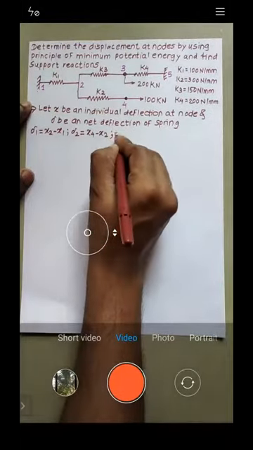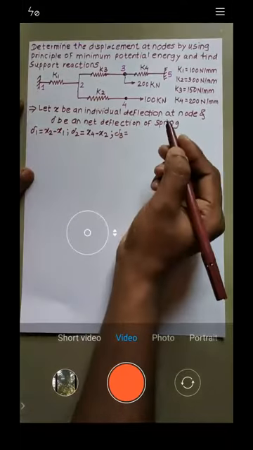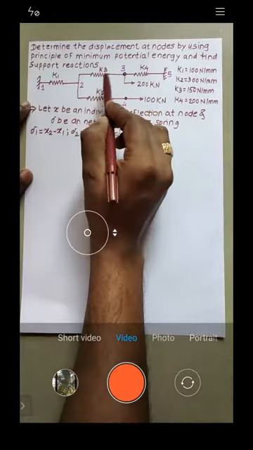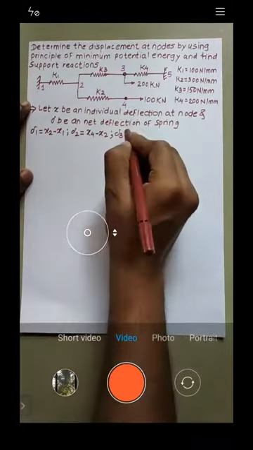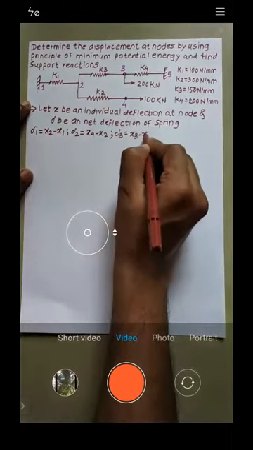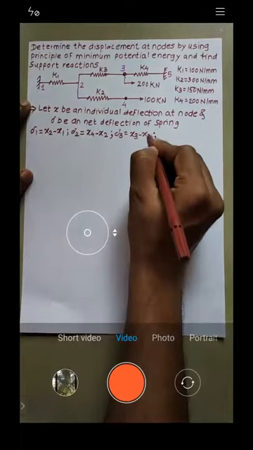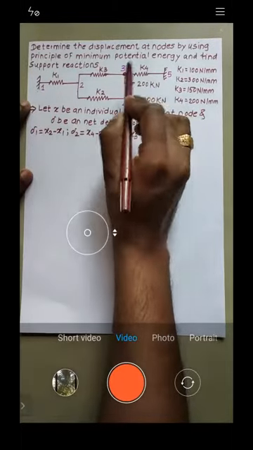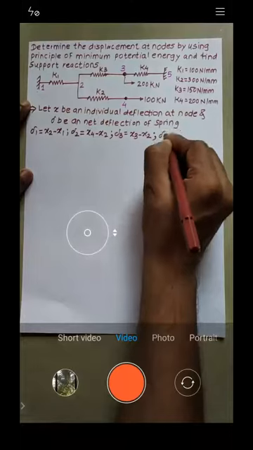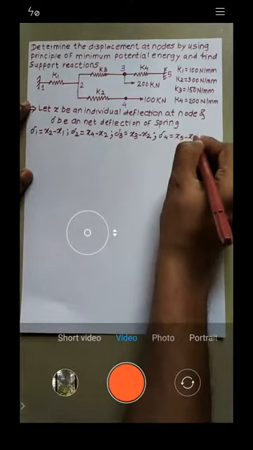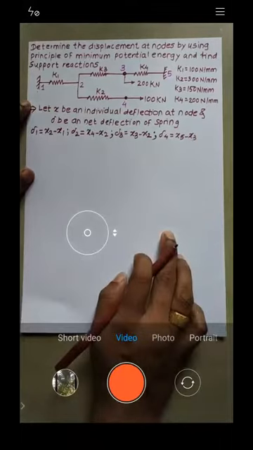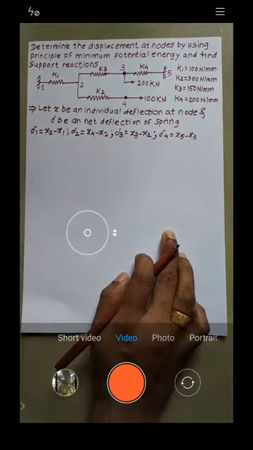Similarly, for delta 3, this spring is between nodes 2 and 3, so it is x3 minus x2. For the fourth spring, it is between nodes 3 and 5, so delta 4 is equal to x5 minus x3. Is it okay with this one?